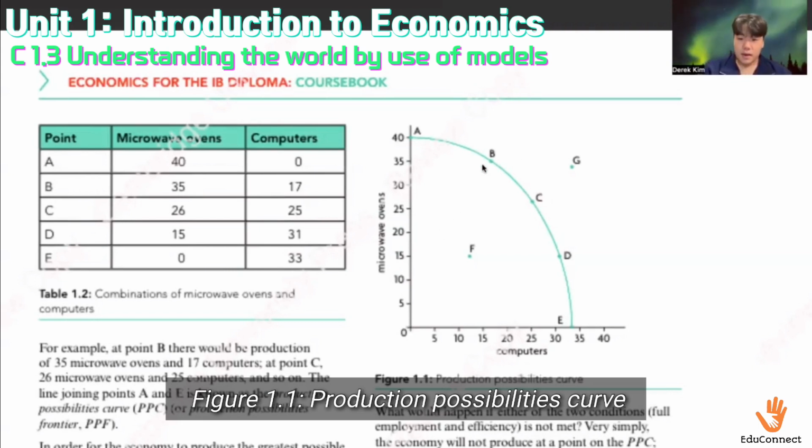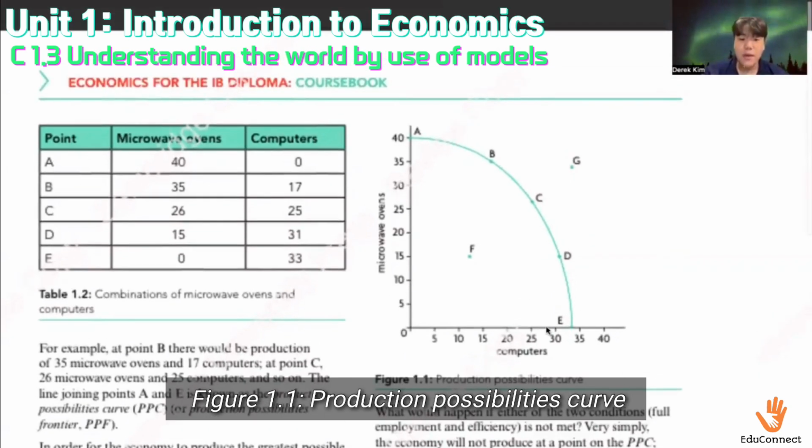Point B, 35 microwave ovens and 17 computers. This matches. Point C, 26 microwaves and 25 computers. Point D, 15 microwaves and 31 computers. As you can see here. Point E, 0 microwaves and 33 computers.